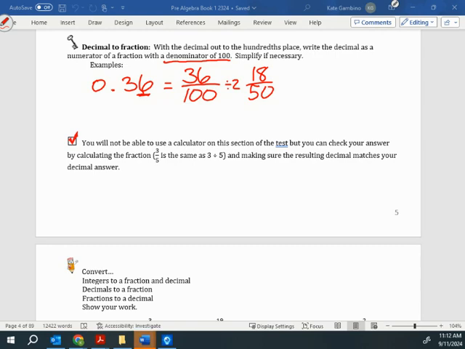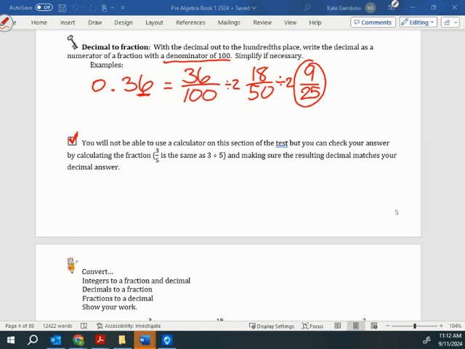Mine's still divisible by 4. Can I simplify by 2? I sure can. But what do I have to do? I have to look, can I simplify it again? David, what should I simplify it by now? Again by 2. 18 divided by 2 is 9. 50 divided by 2 is 25. Am I done now? Yeah. I can't go any smaller.